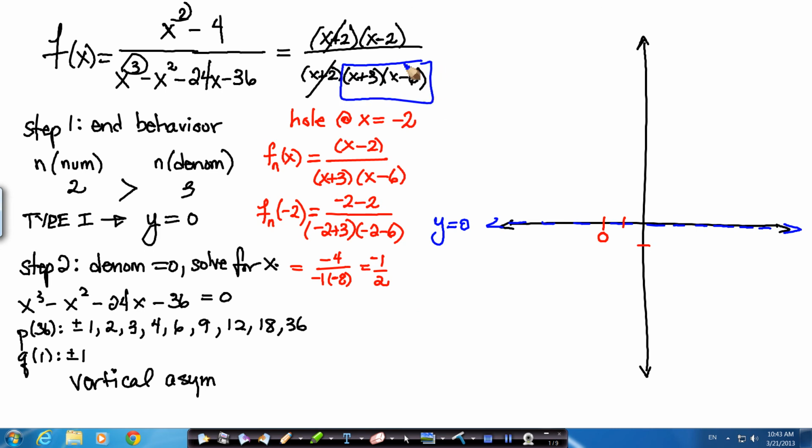Now we can still go back and put our other asymptotes in, right? Because when we set this equal to 0, we get an asymptote at x equals negative 3, and one at x equals 6, right?